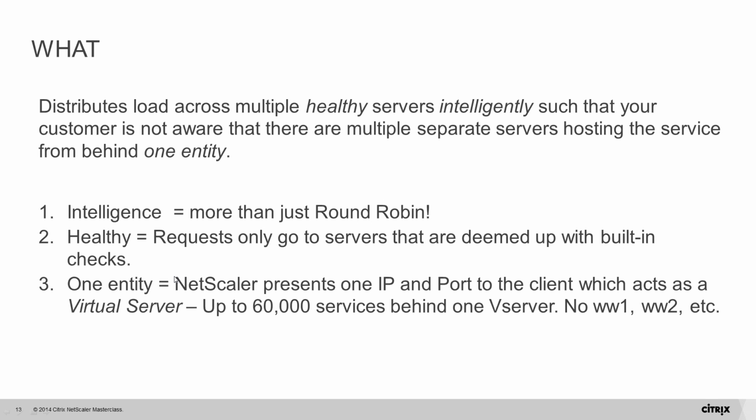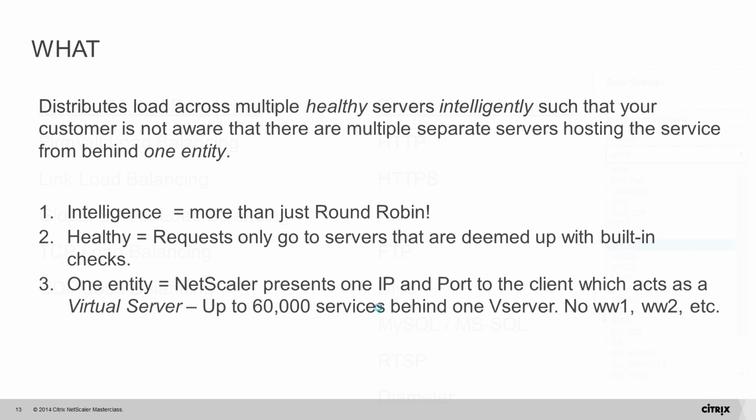The client thinks it's talking to one server. If they switch between multiple different backend servers, they don't see www1, www2. It's not visible to them. They see one IP address, one port, and they think they're talking to some magnificent super server, but in fact it could be 10, 20 fairly low caliber pizza box type servers, commodity servers.